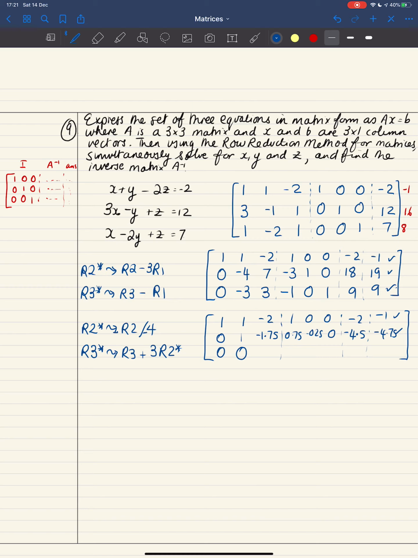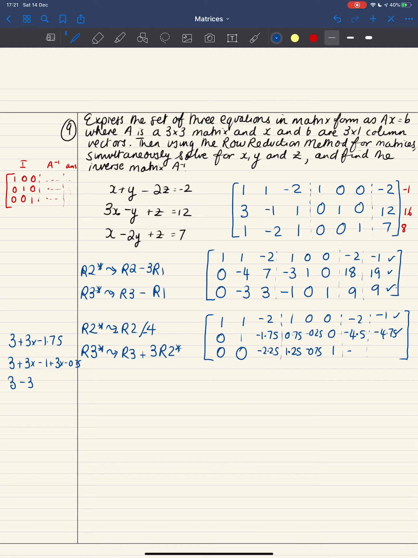3 plus 3 times minus 1.75, so it's 3 plus 3 times minus 1 plus 3 times minus 0.75. So it's 3 minus 3. That's going to be minus 2.25. This next one is going to be minus 1 plus 2.25. That's going to be 1.25. 0. That's going to be minus 0.75.